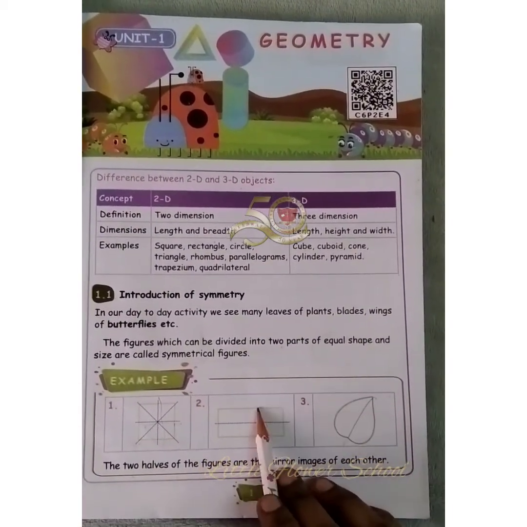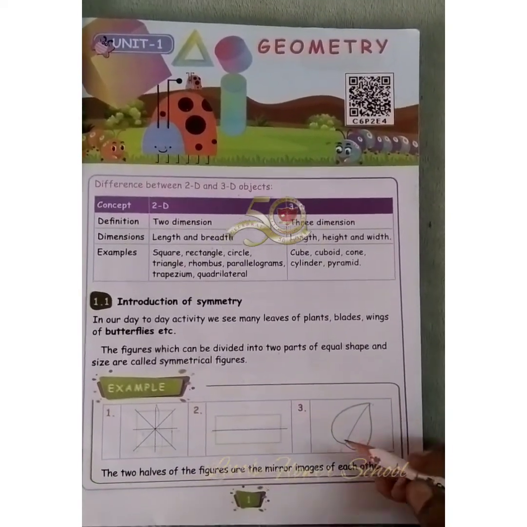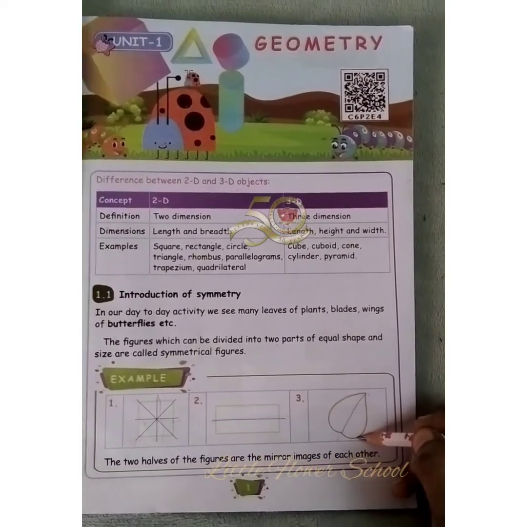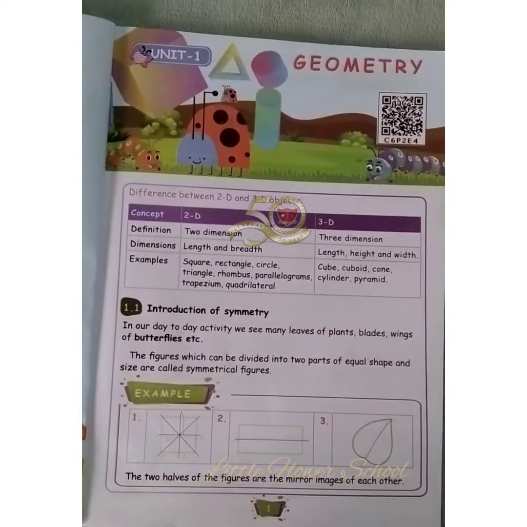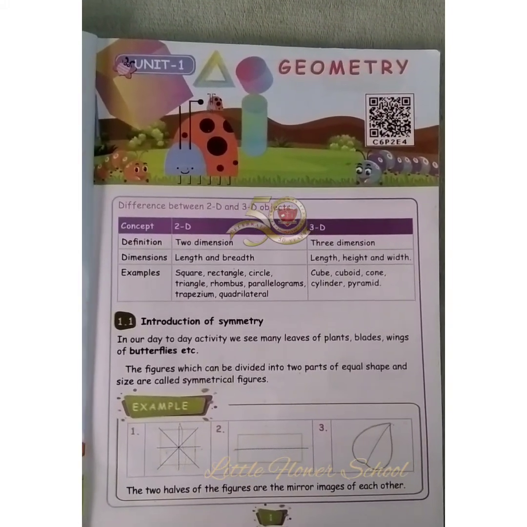For a rectangle, you can get 2 symmetrical lines. And in a leaf, see here the center point they have cut. If you fold the leaf, you will get 2 equal parts. So regarding this chapter, now I am going to play a small video.